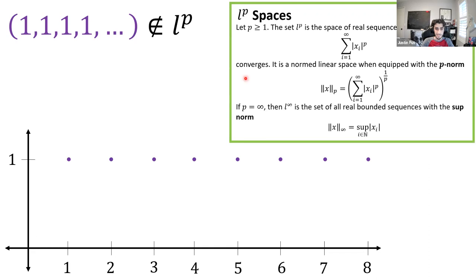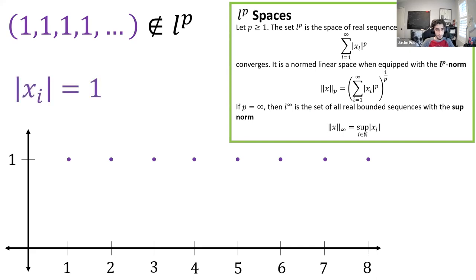But we can extend this definition of LP to talk about that other norm that we defined earlier, the one where we looked at the furthest distance between any of these purple points and the horizontal axis. So if p is infinity, we can define L infinity as the set of all real bounded sequences with what's called the supernorm. So we take the supremum of all of these heights, and that'll be our L infinity norm, our supernorm.